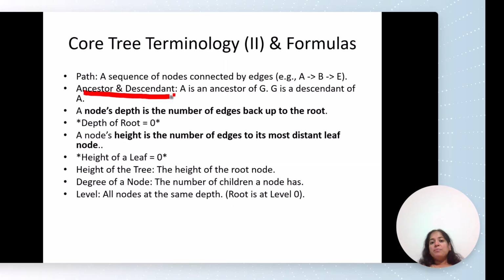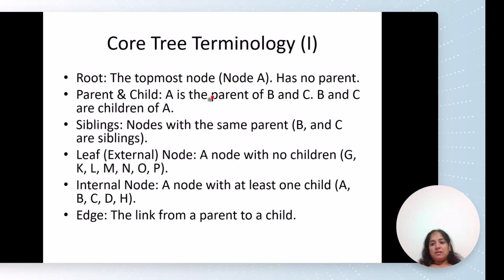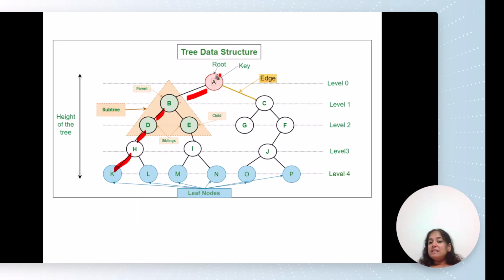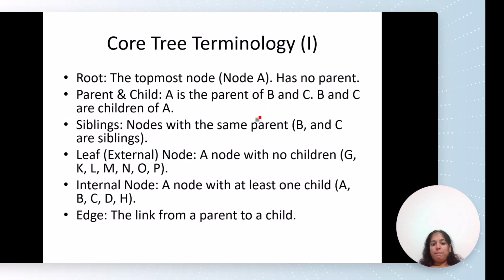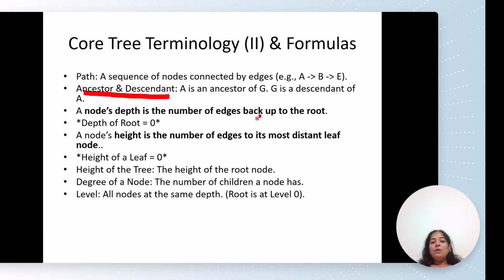Ancestors and descendants. Look here. A is the ancestor of node G and G is the descendant of node A, like we have in the family, right? Depth, the depth of a node.